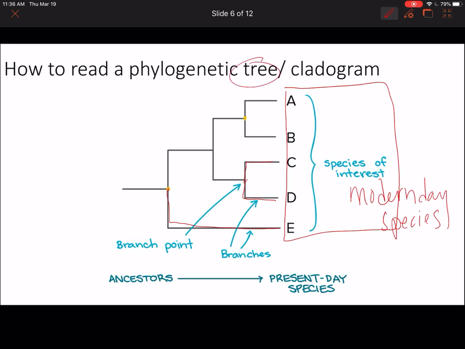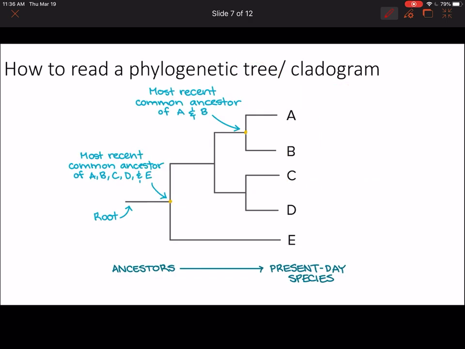It makes it kind of simple and easy to explain. And each of these branches extends out from these different branch points, these different nodes on each part of the tree. And these different branch points represent common ancestors. When we talk about most recent common ancestors, we often use the acronym MRCA, most recent common ancestor.